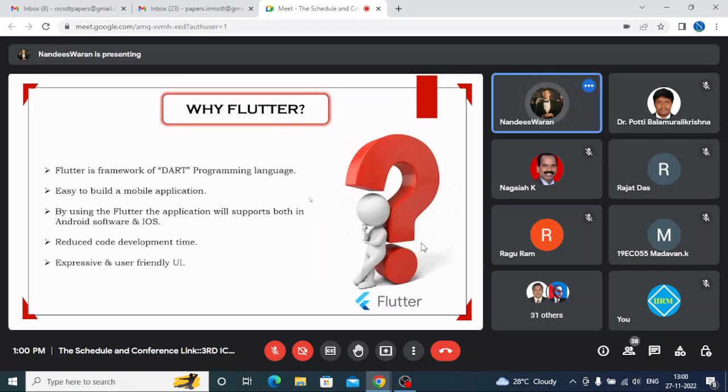Why Flutter? Because Flutter is a framework of the Dart programming language. It is easy to build a mobile application. By using Flutter, the application will support both Android and iOS. It reduces code development time, and provides an expressive and user-friendly UI.